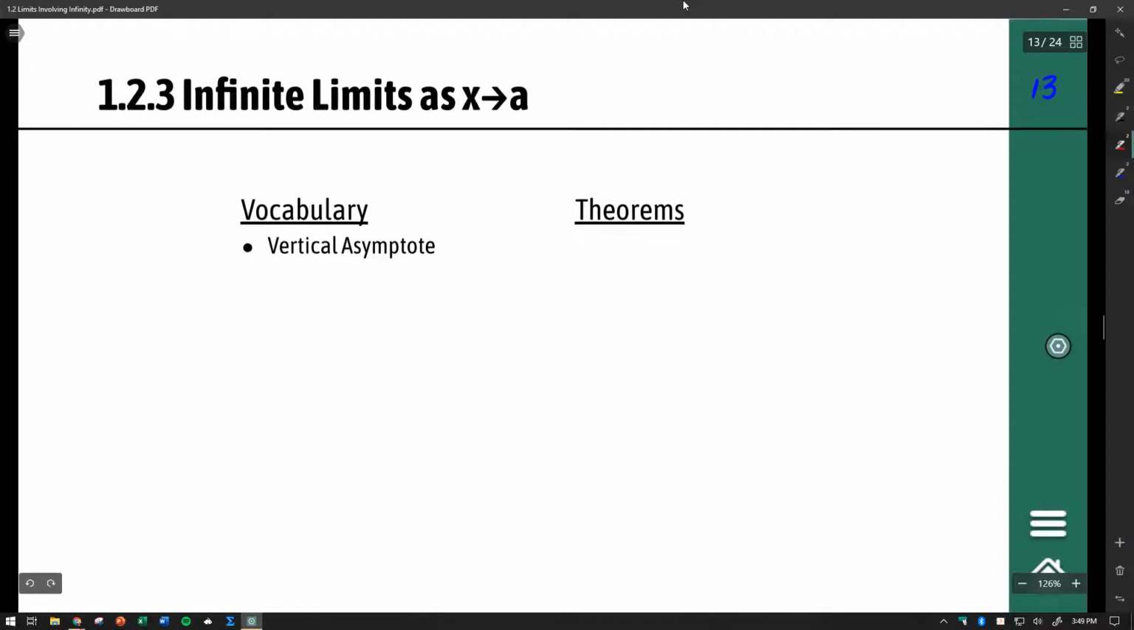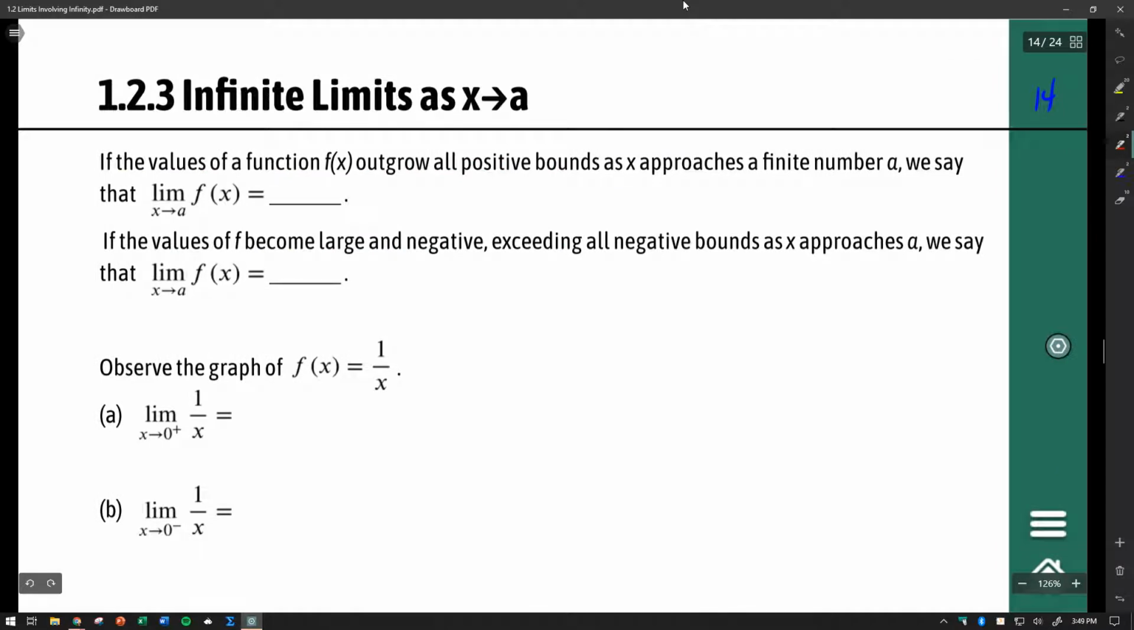All right, here in the third video of 1.2, we're talking about infinite limits as x approaches some constant value a. In this video, we're only going to have one new vocabulary term: vertical asymptote, as opposed to horizontal asymptotes like in the first video. And no theorems to worry about this time around. So let's get into infinite limits as x approaches some constant value a.